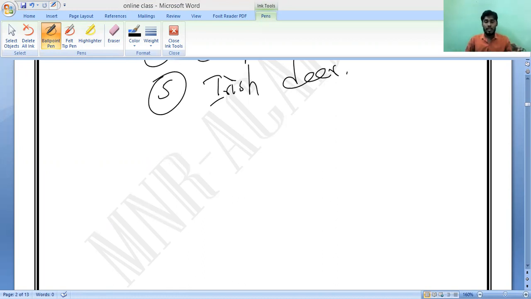Project Tiger is taking care of tiger reserves around India. So like that, the animals which are at risk of extinction, we used to call as endangered species. What should we call them? Endangered. Write it. Endangered species.